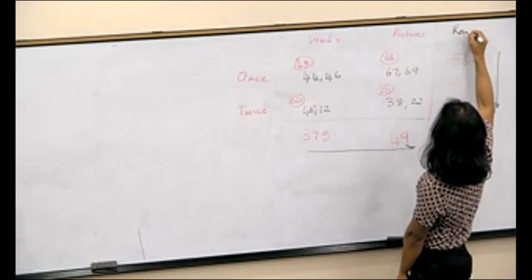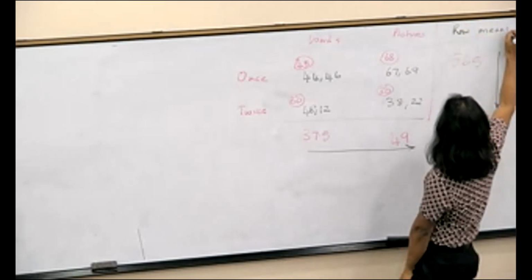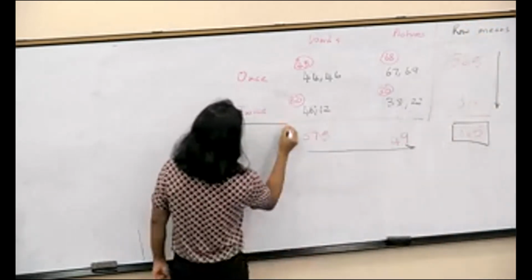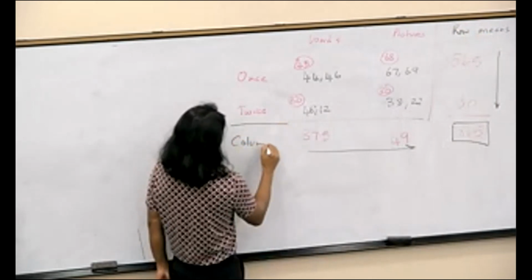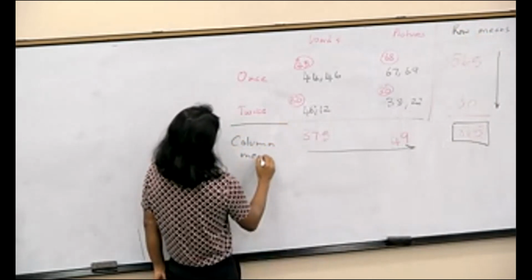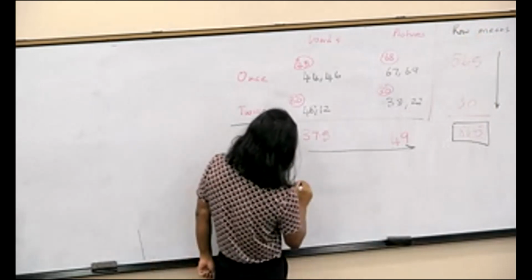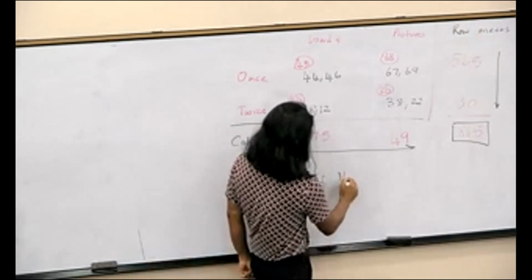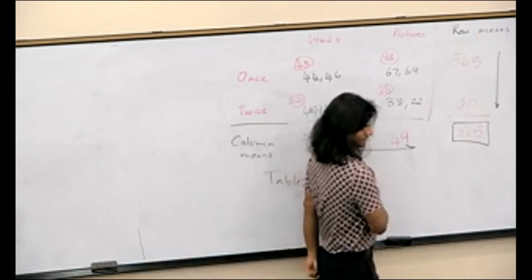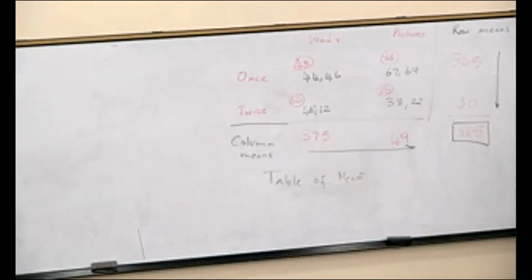Row means, column means, and the entire thing, table of means. That's not a terminology that I use, but that's what the book uses.